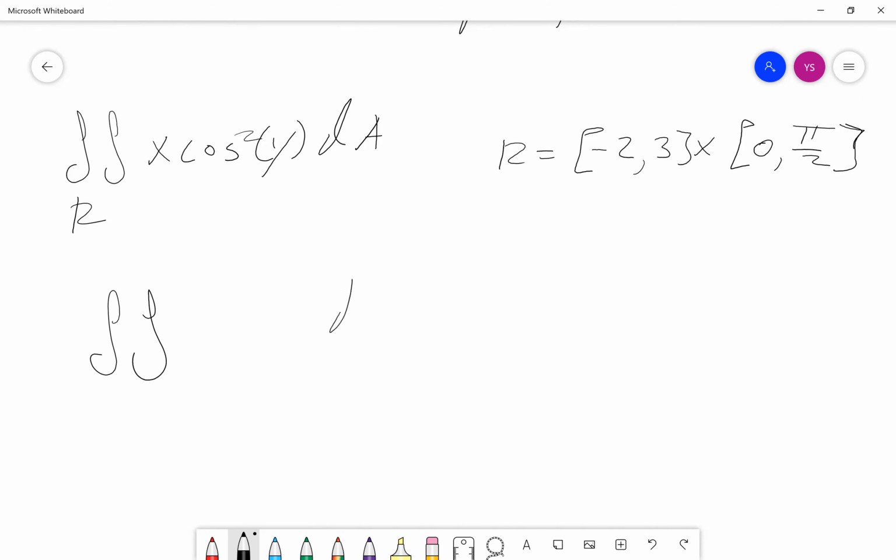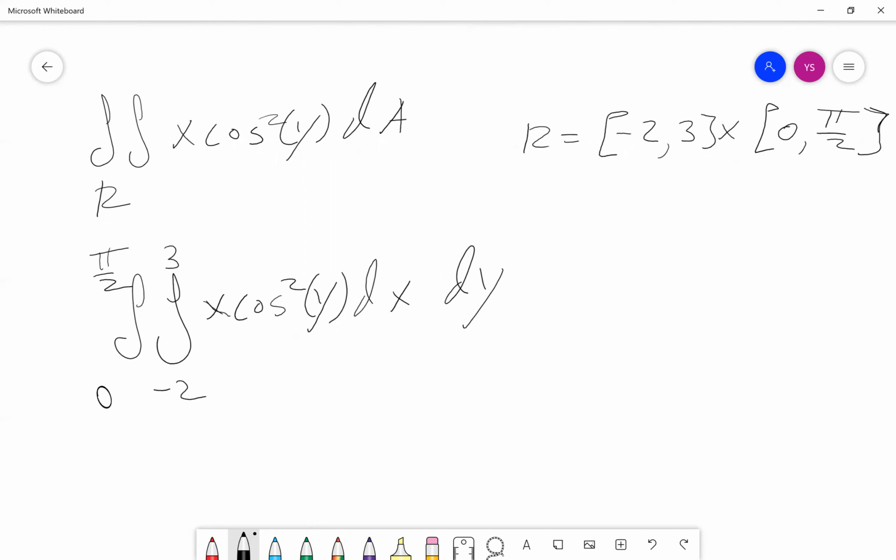So you have your dx over here, x cosine squared y. Now, if you're integrating with respect to x first, you get -2 to 3. And then we have dy. So if you integrate with respect to y, we get 0 to pi over 2. Right? Now, because the x and the y are broken apart, you have an x here and a y here, and they're a function in terms of x and a function in terms of y, but there isn't, let's say, something like cosine of xy, right? There isn't something like that.